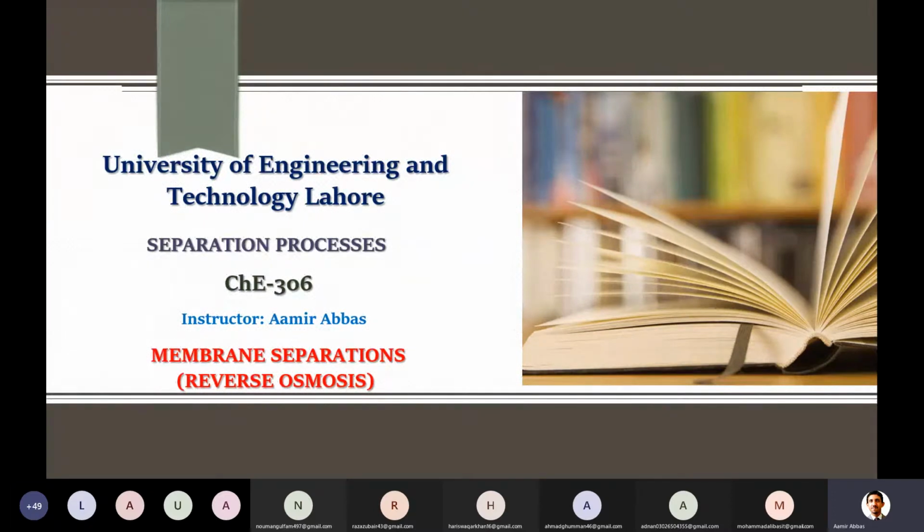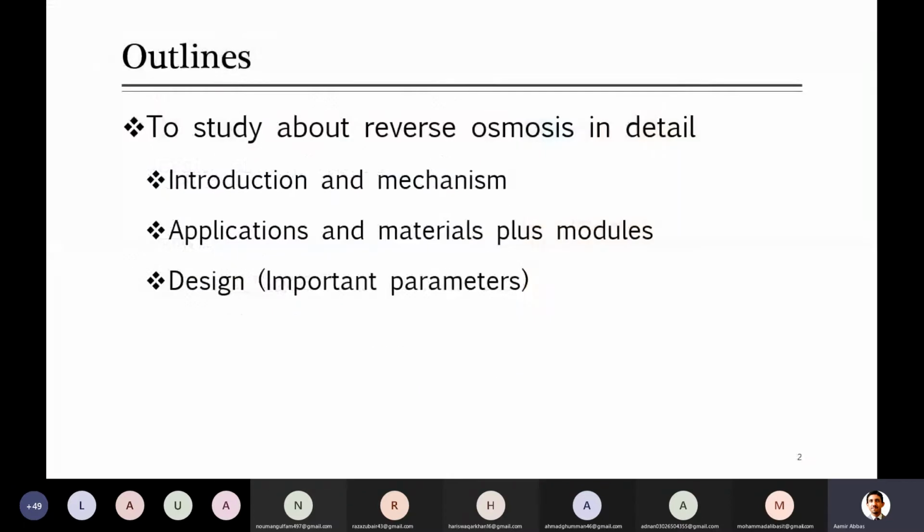Membrane separation. So we are already discussing this topic, and today specifically we are going to start with reverse osmosis. So in this topic, we will study reverse osmosis in some detail. Overall, these three major contents will be covered. We will be introduced to what reverse osmosis is, what the mechanism of reverse osmosis is, and how we can do reverse osmosis.